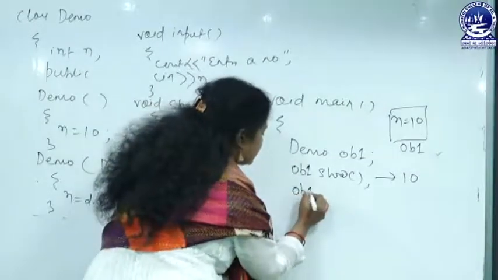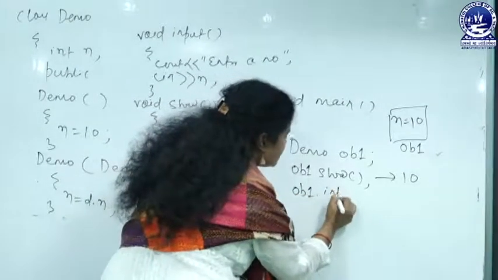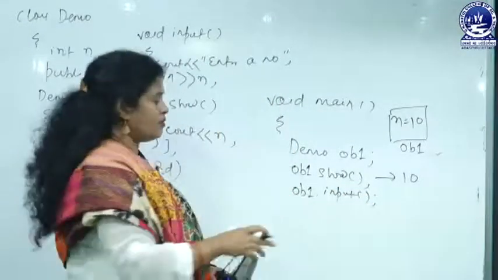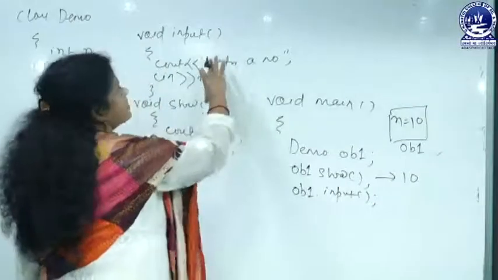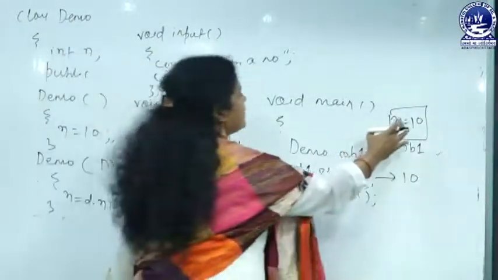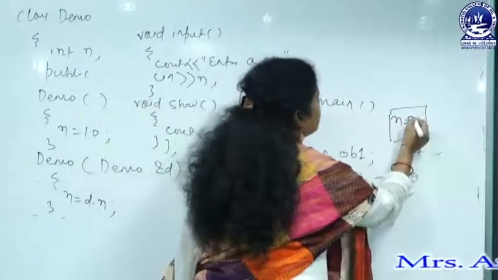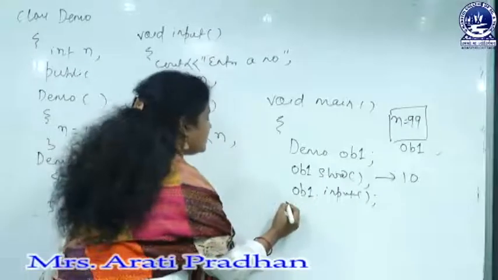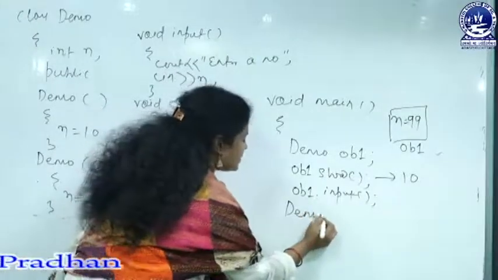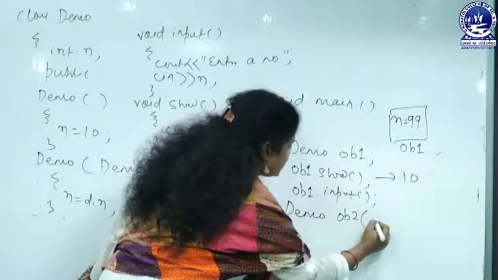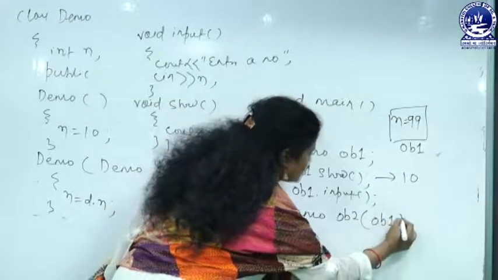Suppose again I am calling ob1.input. The input method will be executed and you may enter any value. Suppose I am entering 99 here. Now the n value is 99. Now suppose I am writing demo ob2 within brackets ob1.